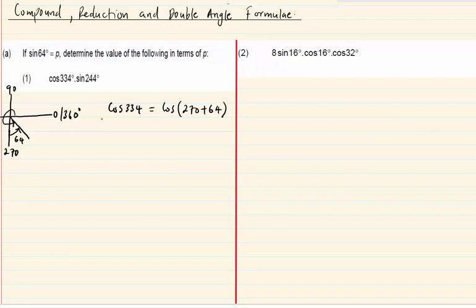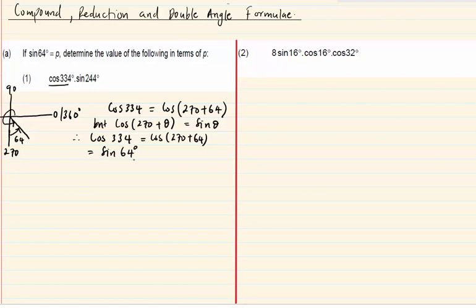But you know, using your reduction formulae, that the cos of 270 plus some angle theta is going to be equal to the sine of theta. So it follows therefore that the cosine of 334 will be equal to this cosine of 270 plus 64, which is essentially just equal to the sine of 64. You can use your calculator to check that this is actually true. So in place of cos 334, I'm going to put sine 64.